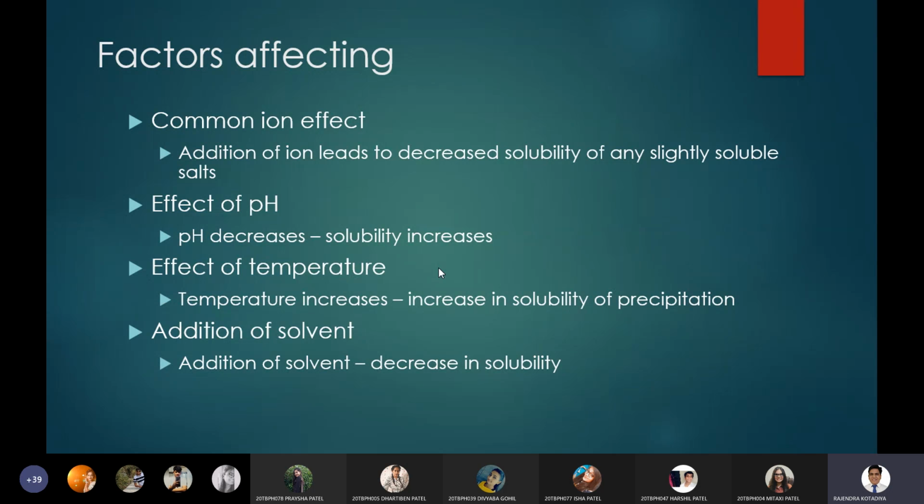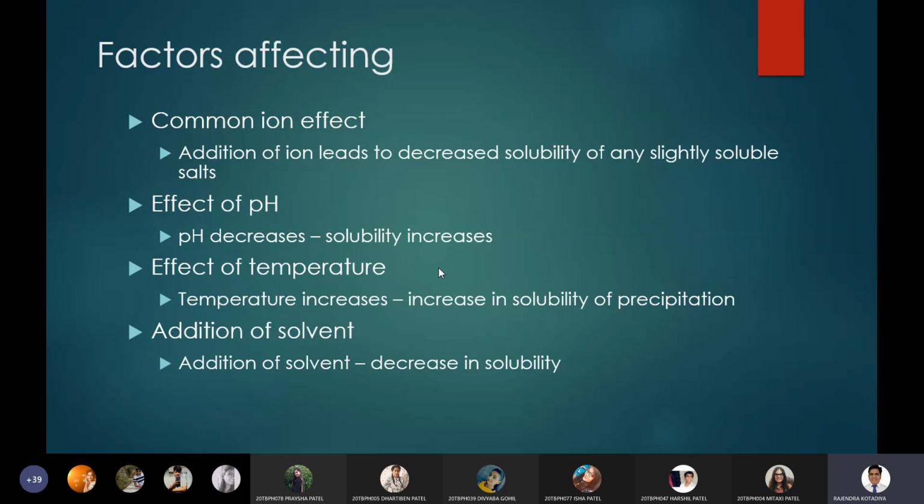We can say that. What is common between HCl and NaCl? Chloride ion? Yes, sir. So addition of such ions which are common leads to decreased solubility of any slightly soluble salt. If we talk about NaCl, which was in soluble form in water, by addition of HCl it provides the common ion, and because of that there is a decrease in its solubility. Precipitation means the reverse process of its solubility.